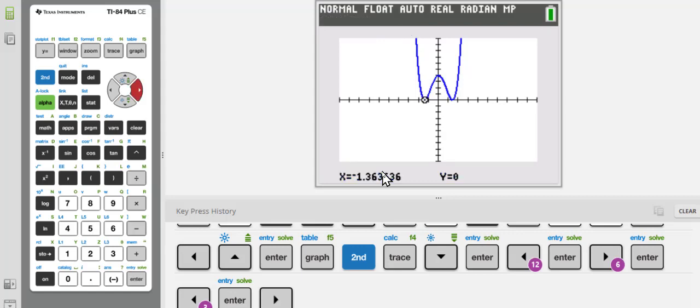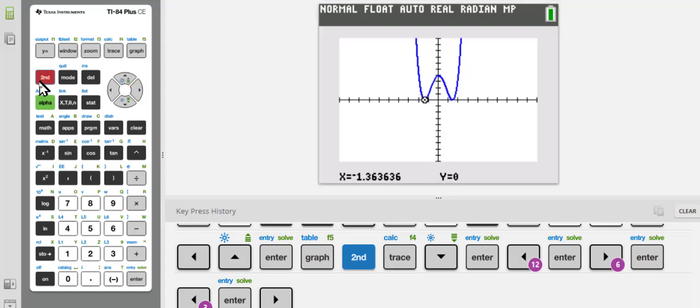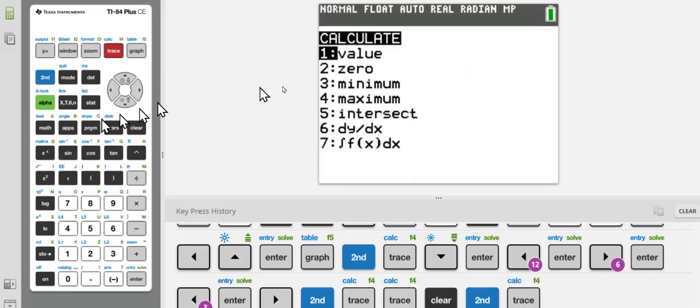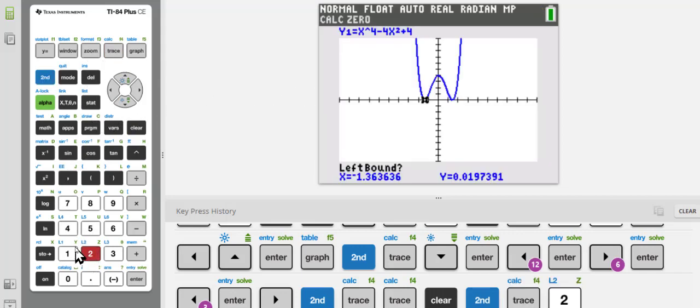Remember, I'm just going to go through it one more time. Second, calc. Oh, hold on. I think I got to get out of here. Yep. Second, calc, 0, number 2.